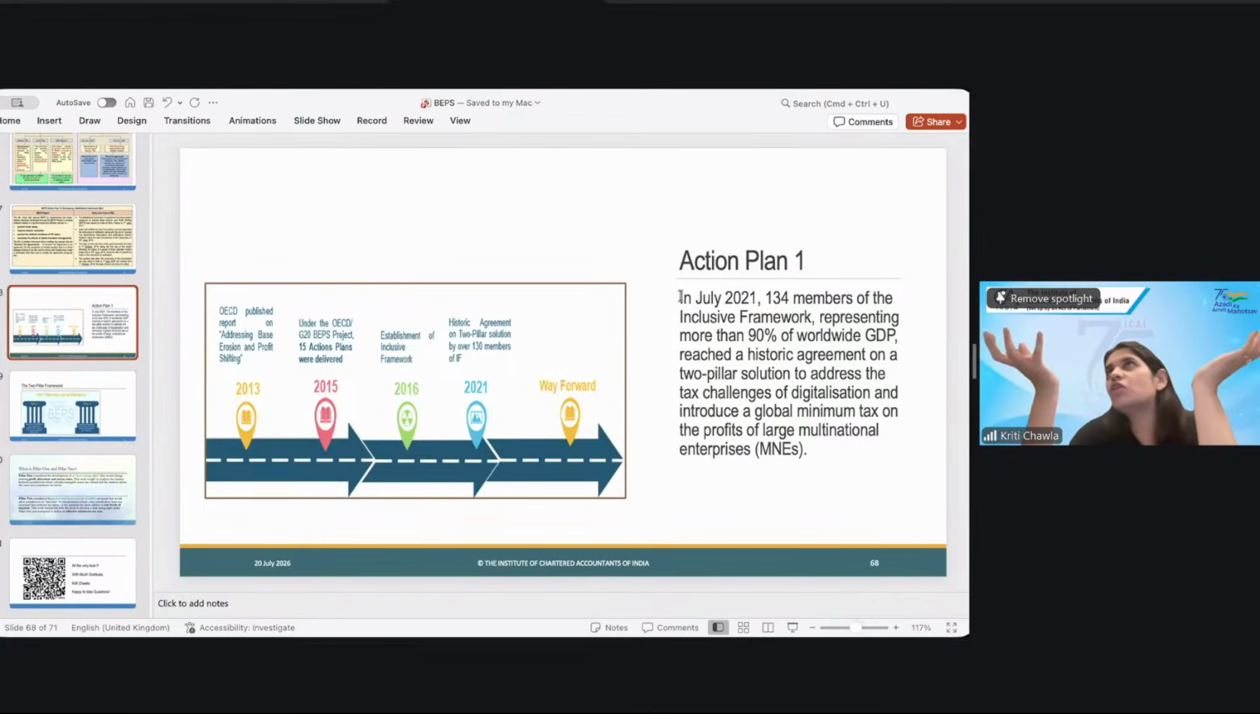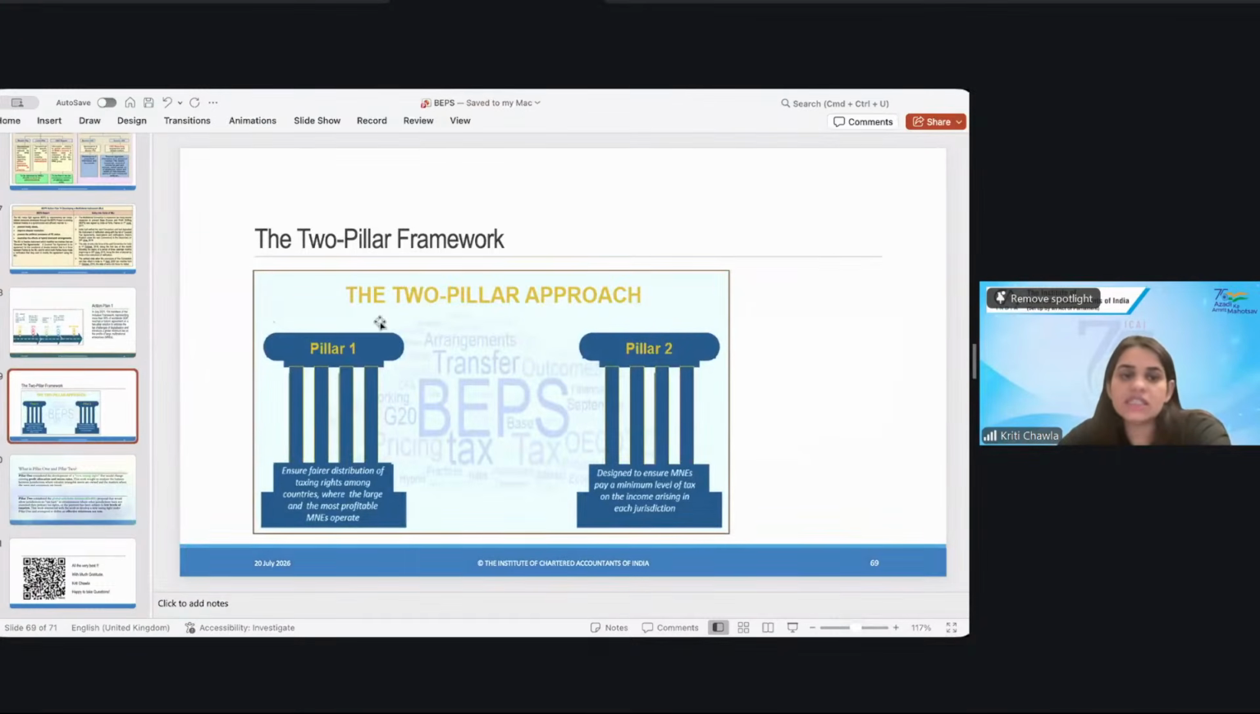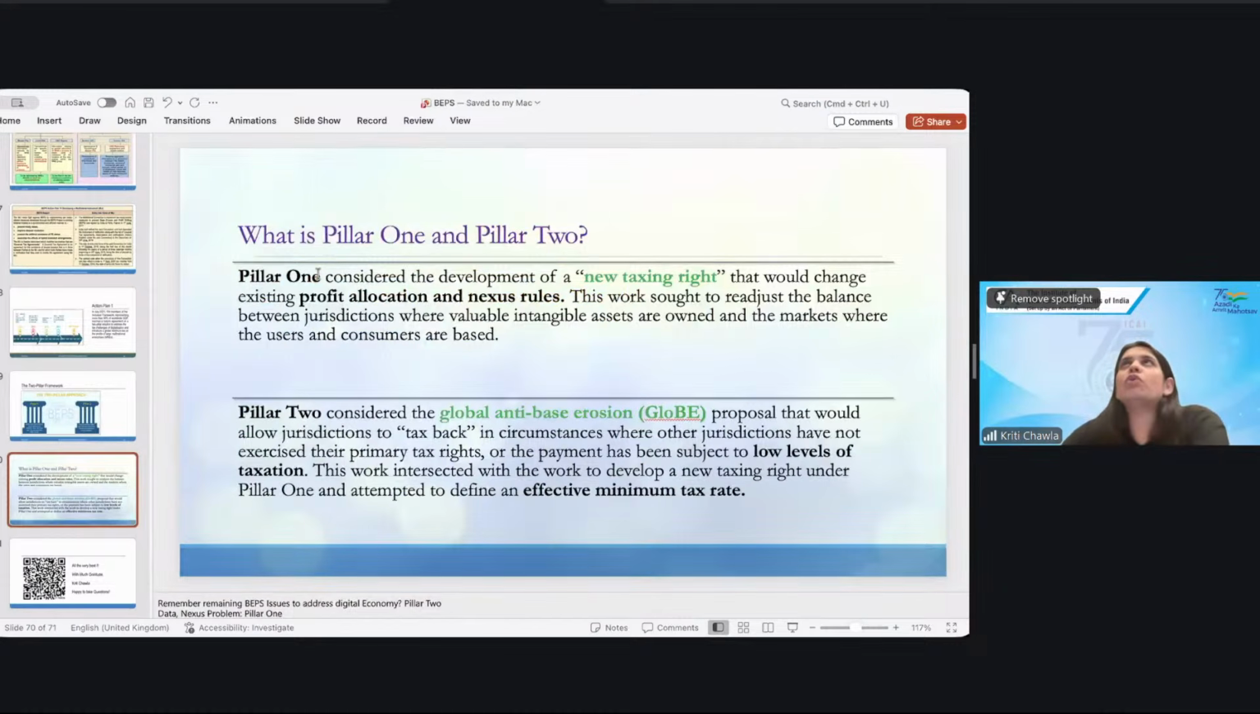We also call it BEPS 2.0, which is the two-pillar solution to tax the digital economy. So this is pillar one, and then there is pillar two. This is going to run simultaneously to tax the digital economy. Now, pillar one calls for something called a new taxing right. It considered the development of a new taxing right, and they will change the existing profit allocation and nexus rules. They said that we will try to readjust the balance between jurisdictions where valuable intangibles are owned and the markets where users and consumers are based. So basically giving precedence to market jurisdictions.